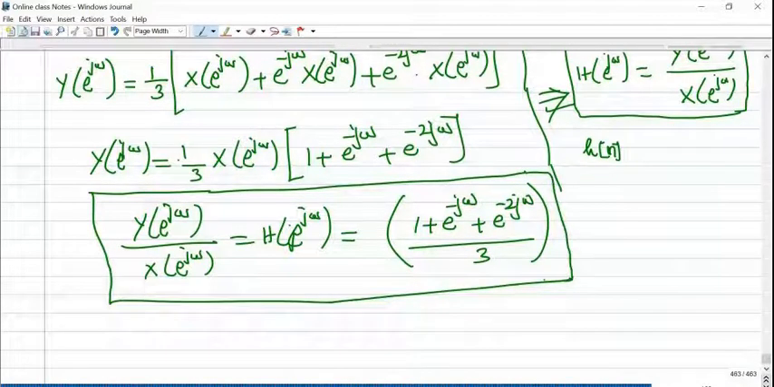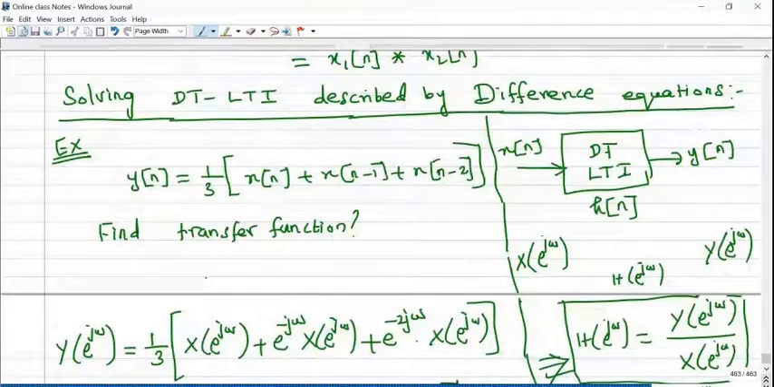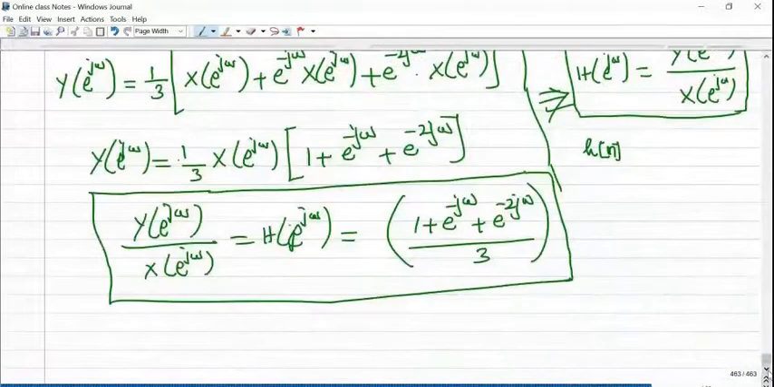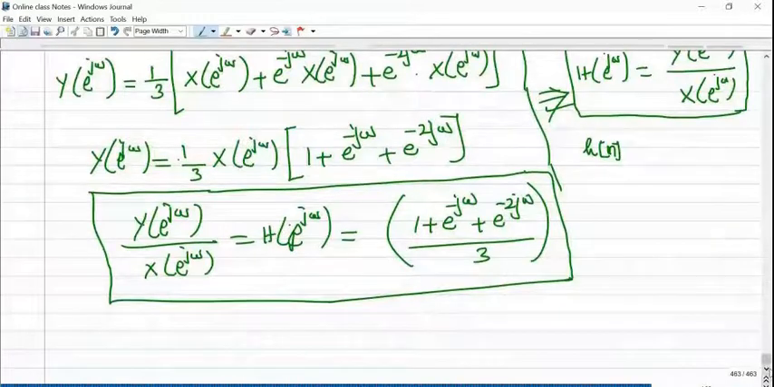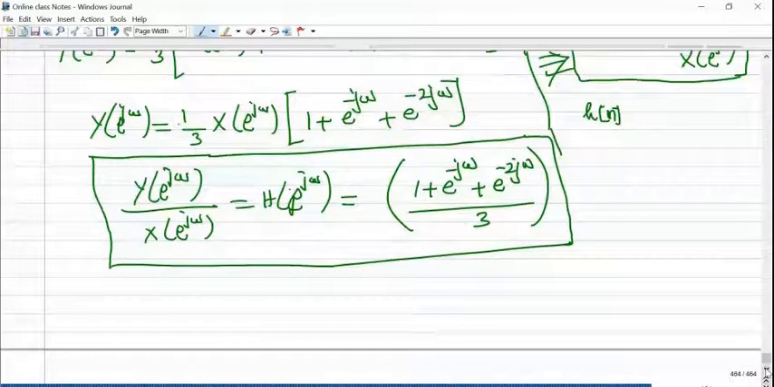So how to find the transfer function of an LTI system from the difference equation? Just apply the DTFT, separate the y term and x term, then find the y by x relation. That will give the transfer function of the system. Similarly, many problems are there. I will solve one more problem in difference equation solving.